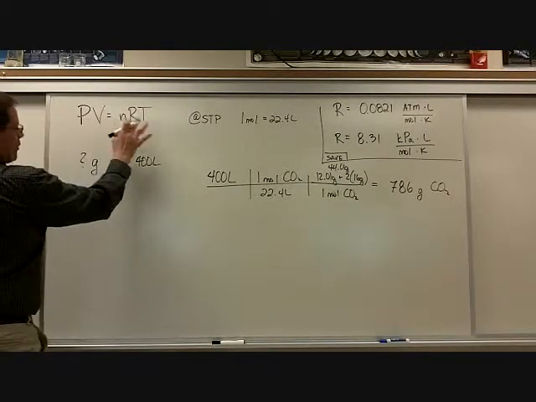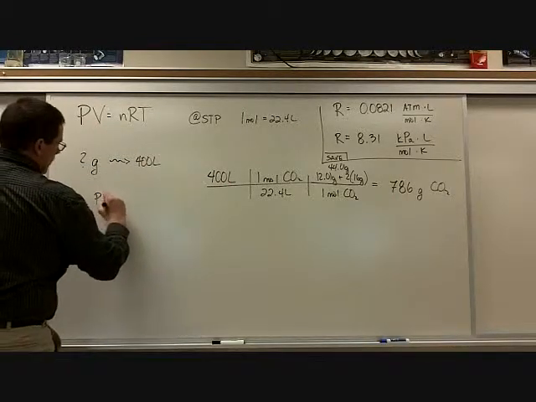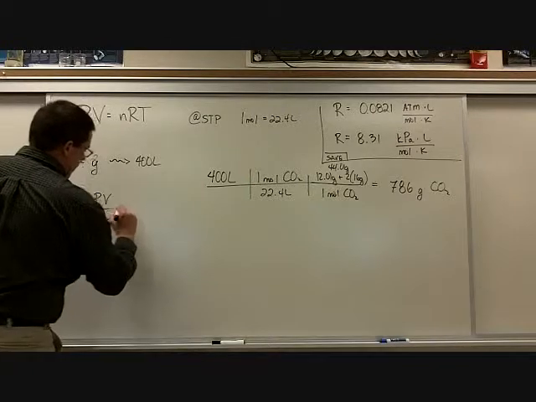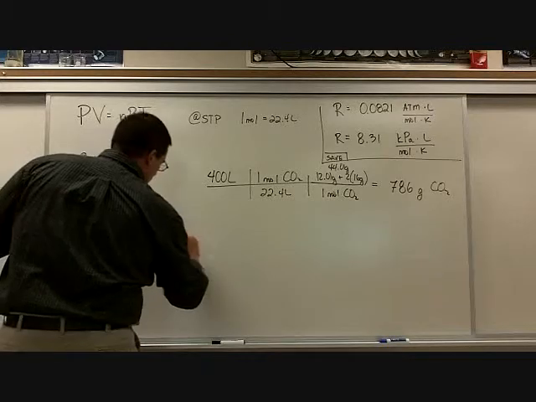So we know that we have our pressure and volume, and we're looking for n in this case. So n is equal to PV over RT. Okay. We know our pressure is 1 atmosphere. So you have 1 atmosphere of gas.